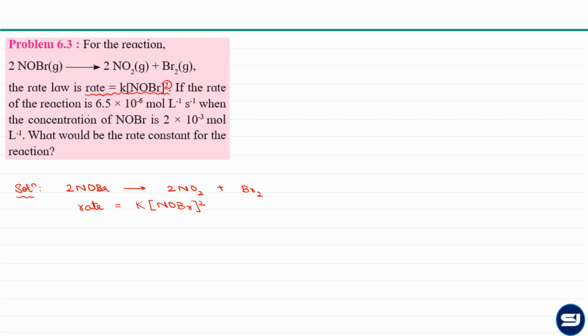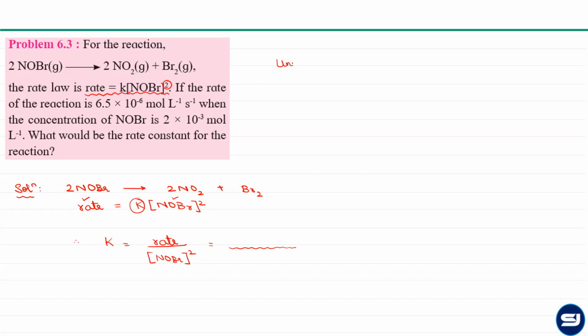Now, if the rate of the reaction is given, and the concentration of NOBr is given, what would be the rate constant for the reaction? The rate is given, the concentration of NOBr is given, and we have to find the rate constant. Substitute the values. The rate constant is simply the ratio of rate to the concentration of NOBr the whole raised to 2. Now by dividing here you will get the answer, that is not an issue. Now the main point is the unit of K.